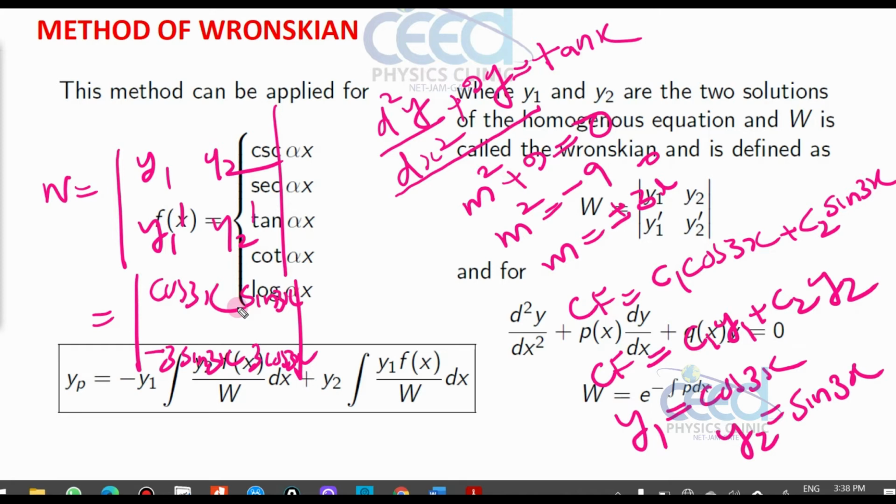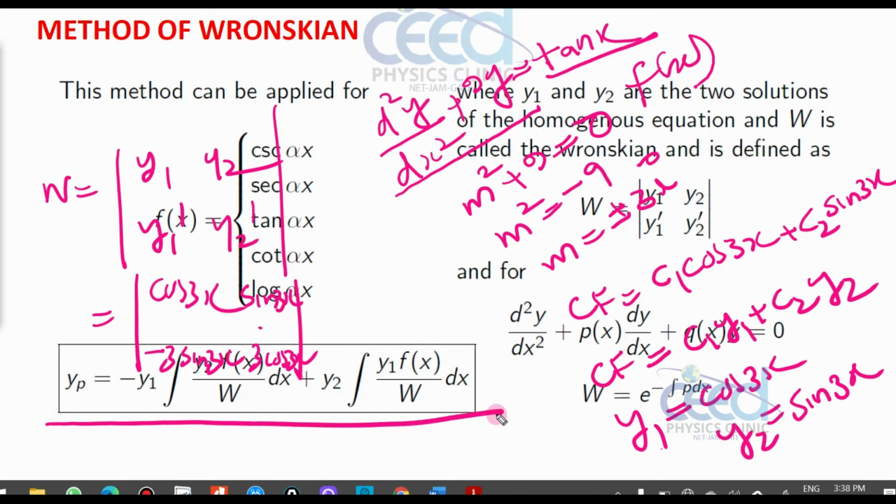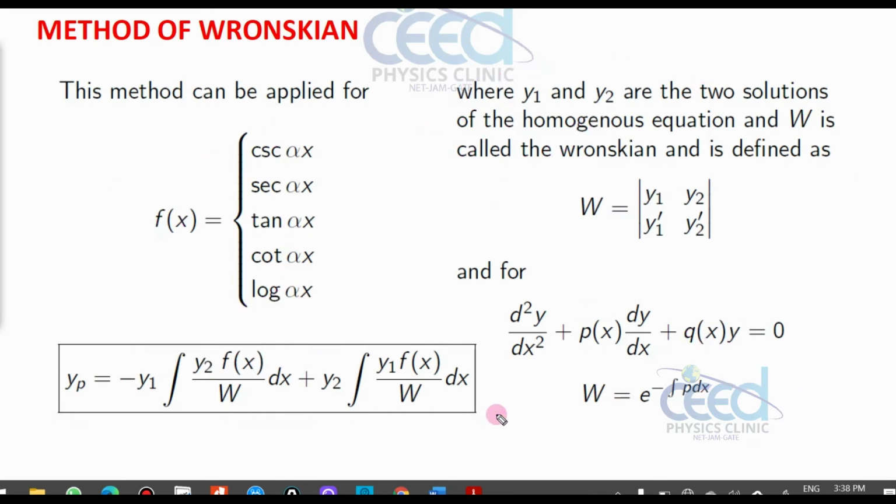Once you get the Wronskian, y1 and y2, and our function f of x, which is f of x equal to tan x, you can find the solution of this differential equation like this. When I do one example, you will get more idea.